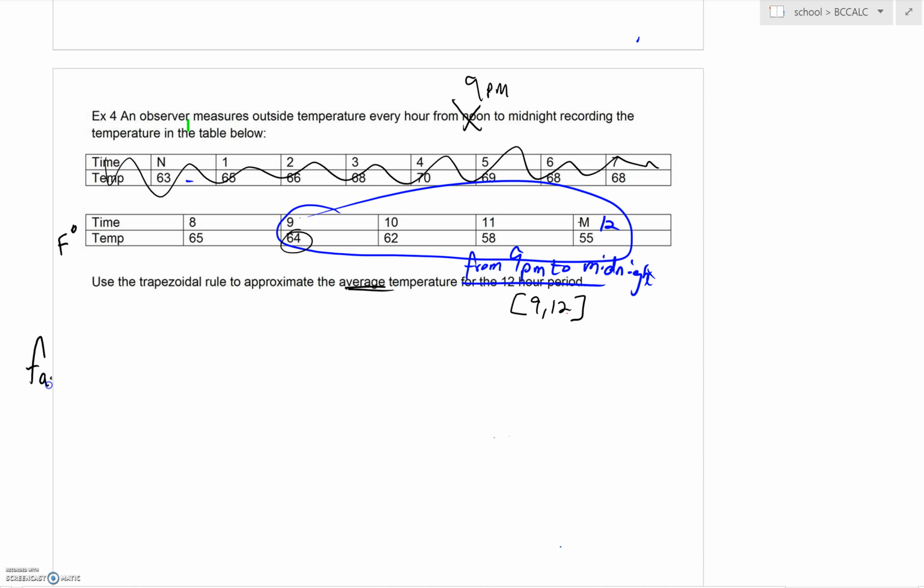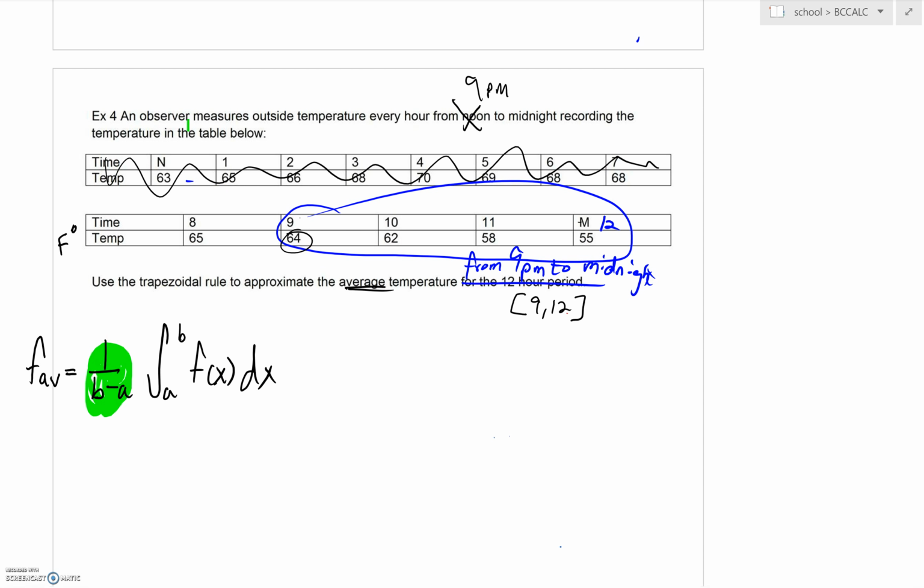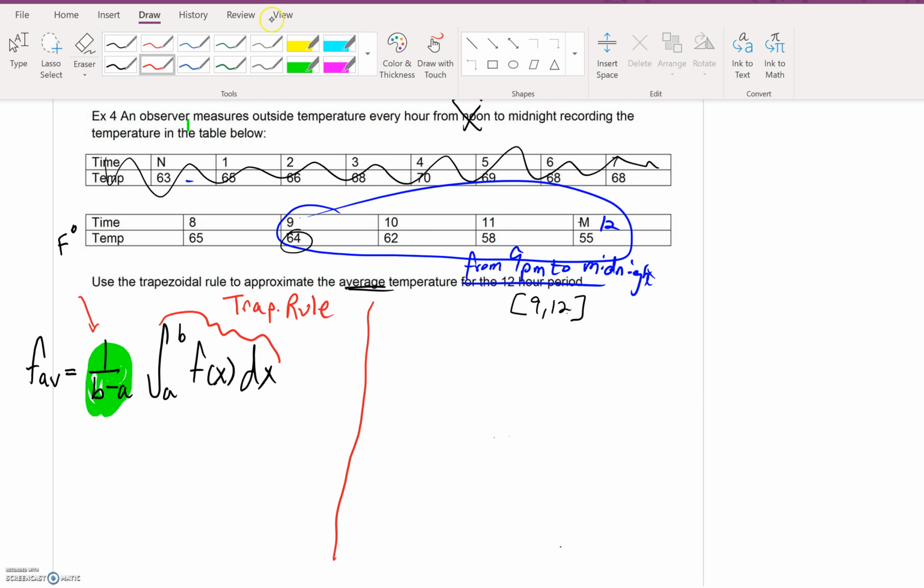The average temperature, look, we're blending in the start of the lesson with this ending. Don't forget the 1 over b minus a. I'm trying to be so emphatic here because this integral right here is what we're going to use the trapezoidal rule for, the trapezoidal approximation. Kids get so focused in with the trapezoidal rule, they can forget the 1 over b minus a out in front.